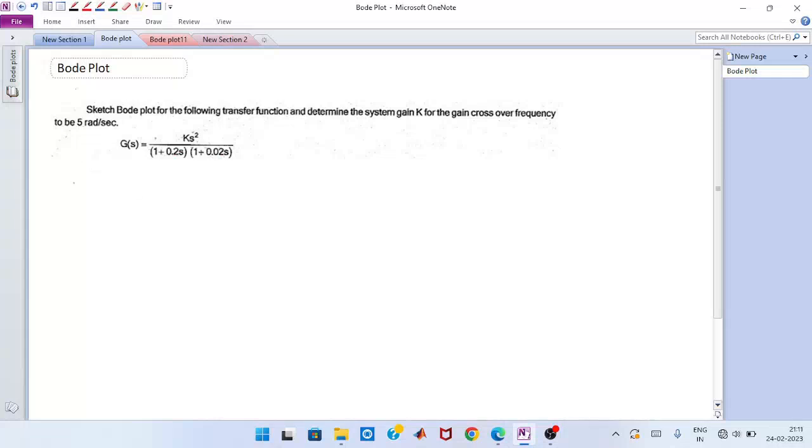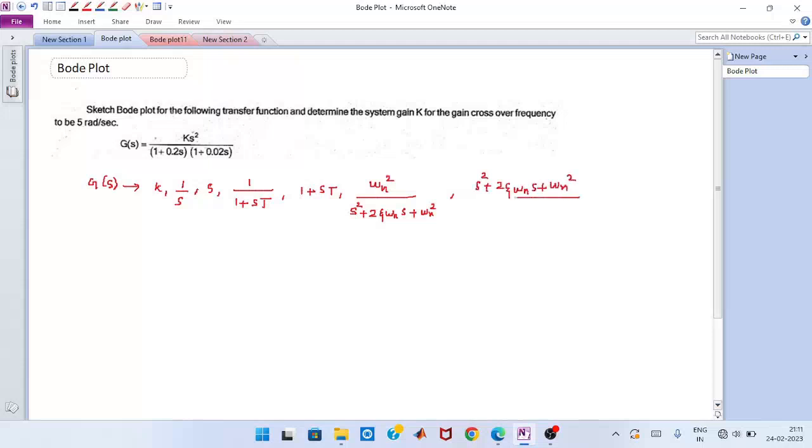While you are solving the problems in Bode plot, first ensure G(s) contains the standard terms. You know what all the standard terms are. Either it may be a constant capital K, or 1 by s, or s, or the first order term 1 by (1 plus sT), or the reciprocal of the first order term, 1 plus sT, or it may contain the second order term omega n square divided by (s square plus 2 epsilon omega n s plus omega n square), and the reciprocal of this second order term, (s square plus 2 epsilon omega n s plus omega n square) divided by omega n square.